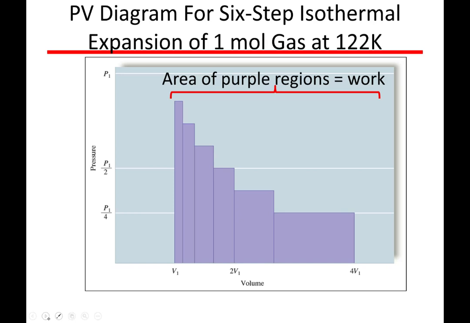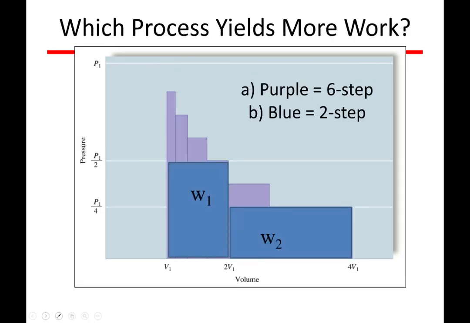Now, I want you to compare this PV diagram for the 6-step transformation to the PV diagram that we looked at for the 2-step transformation. And I overlaid them both here. And I want you to tell me which of these two processes yields more work. So go ahead and look this over and then put in your answer. Having given you time to think about this, let's go over the answer.